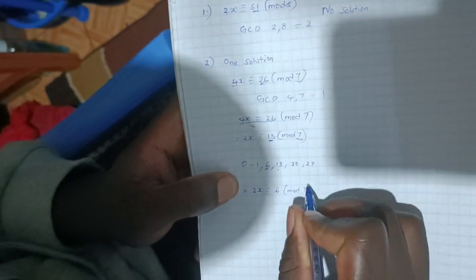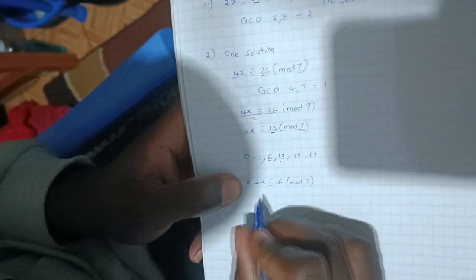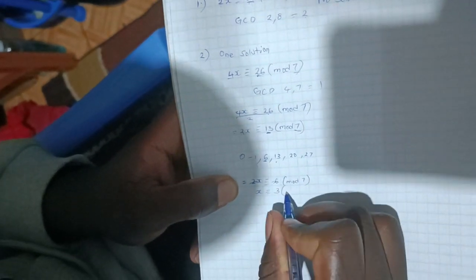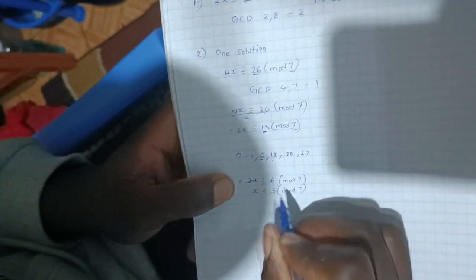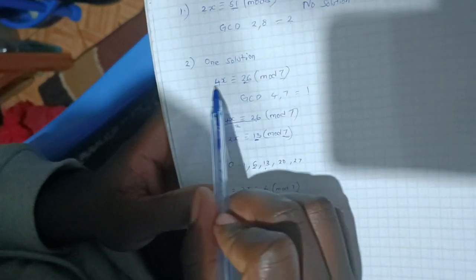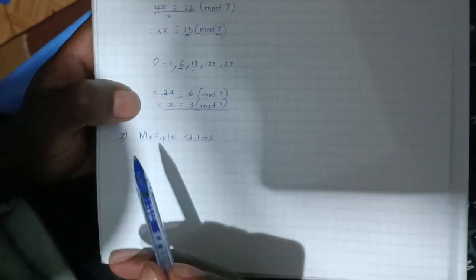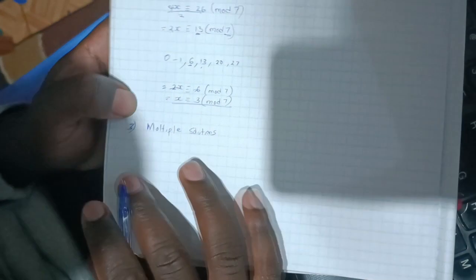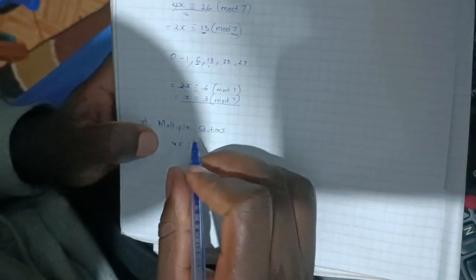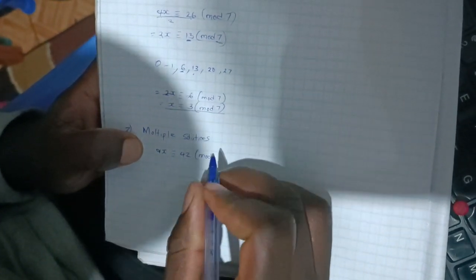When we simplify, we divide by 2, we get x congruent 3 mod 7, and this is our solution to this linear congruence. In case number 3, we have the linear congruence with multiple solutions. Let's take, for example, 9x congruent 42 mod 6.